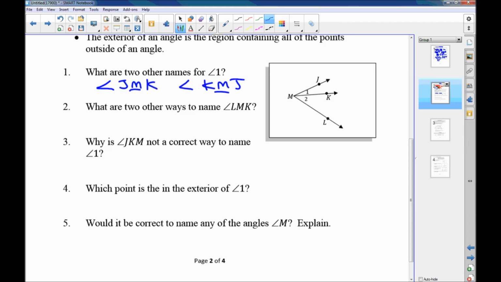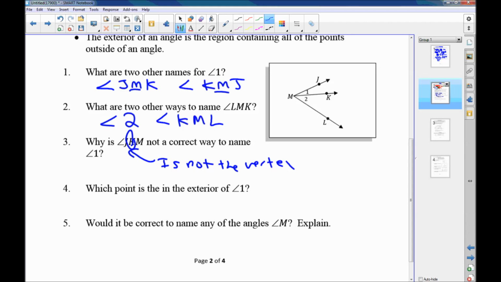So what are 2 other ways to name angle LMK? We could name it by its interior number, so angle 2, and we could name it angle KML, okay? Once again, you cannot name it angle M. So why is JKM not a correct way to name angle 1? JKM, let's see. This is not the vertex.